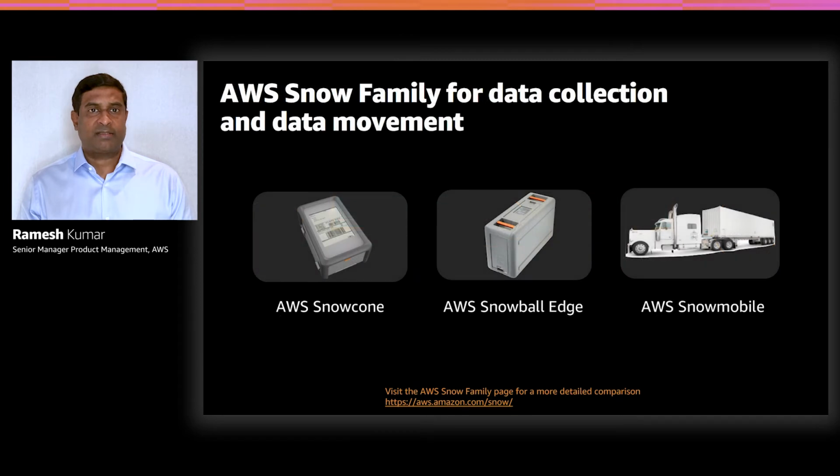Customers can select AWS Snowcone or AWS Snowball Edge or AWS Snowmobile to implement their offline data migration workflows from either on-premises edge locations or a rugged, remote, and austere edge location. You can learn more about the Snow family of devices from the Snow family web pages that are available at the link shown at the bottom.